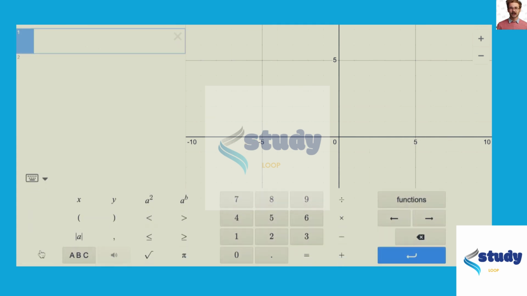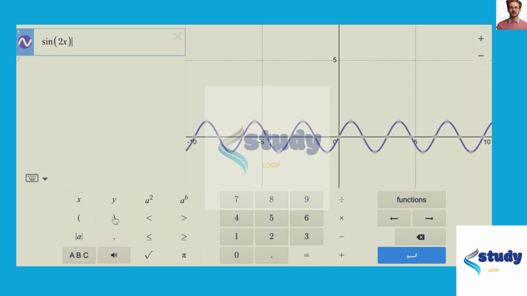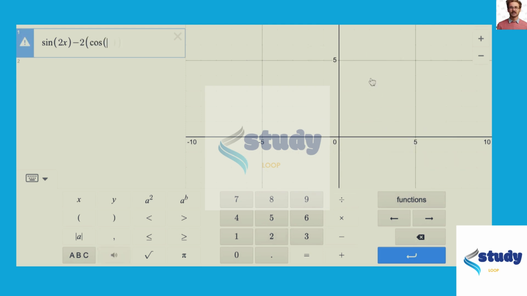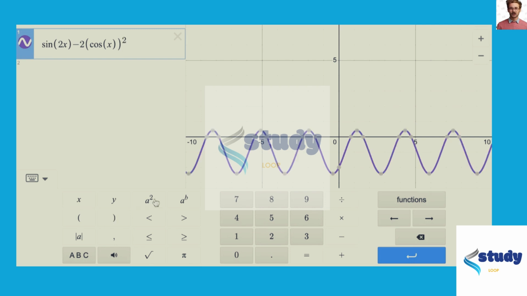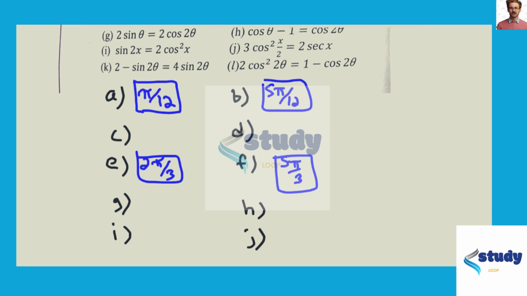For I, it's sine 2x. And then if it's equal to 2 cosine squared x, we'll just subtract 2. Now the way you do this in a calculator is cosine x squared. You're squaring the cosine. And we're subtracting that so that we're equal to 0, and that happens at pi over 4.